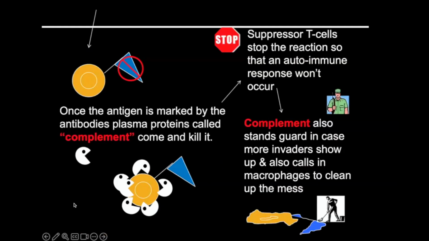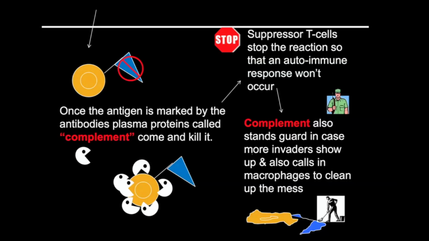All right, we're still talking about antibody mediated. Once the antigen is marked by the antibody, so here it is marked, these plasma proteins called complement, they come and kill it, as you can see down here. And then again, you have the suppressor T cells, just like you did in the other one, that stop the reaction once the pathogen is under control.